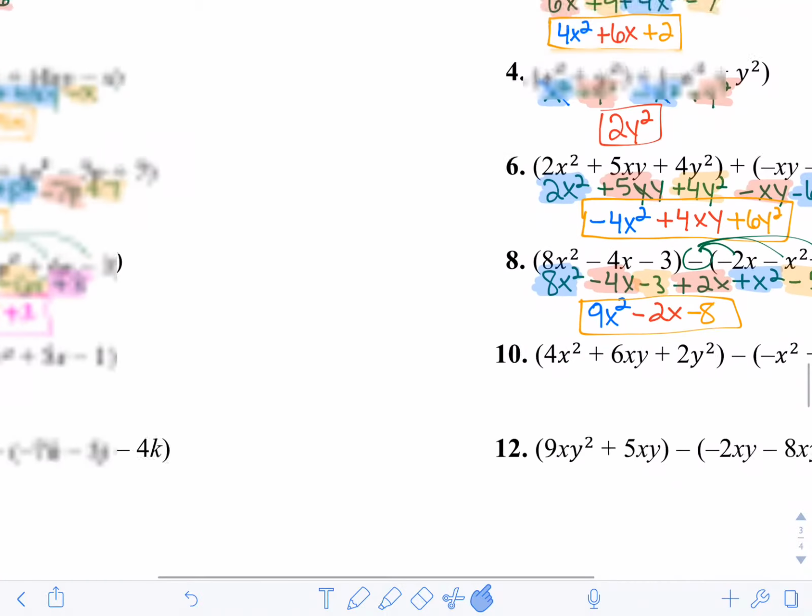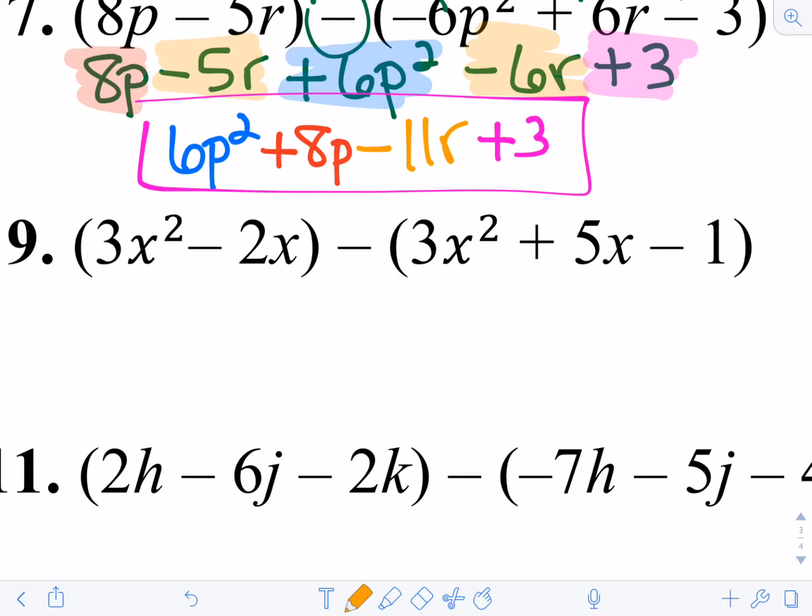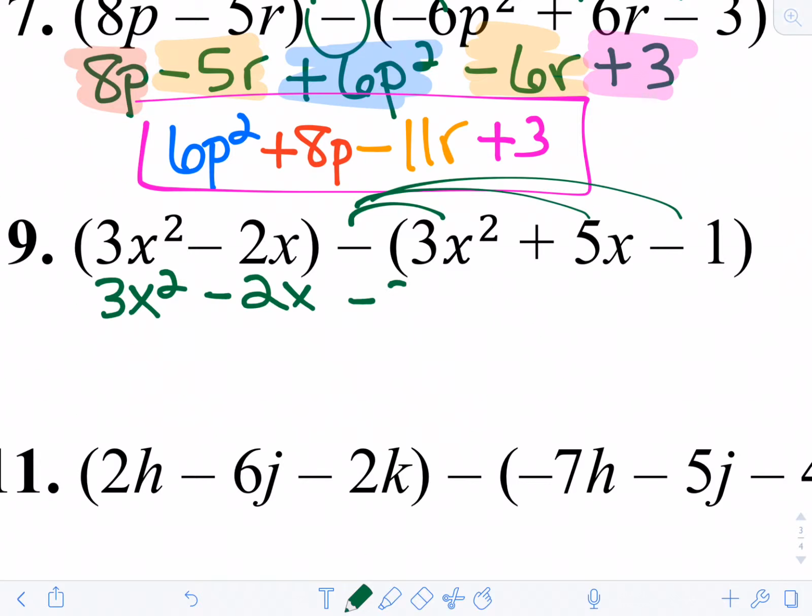All right, we just have what, 4 more? Yeah, 4 more. Okay, so here we go. Again, I'm going to go ahead and distribute the negative to everything inside and write everything down. So 3x squared minus 2x. Distribute the negative, so all my signs change. Negative 3x squared, negative 5x, positive 1.